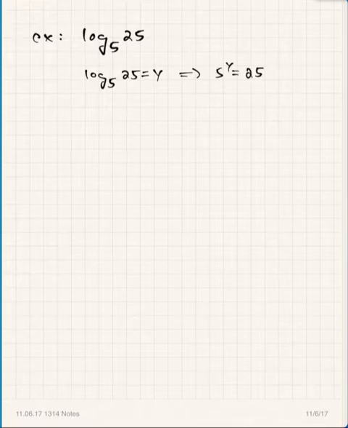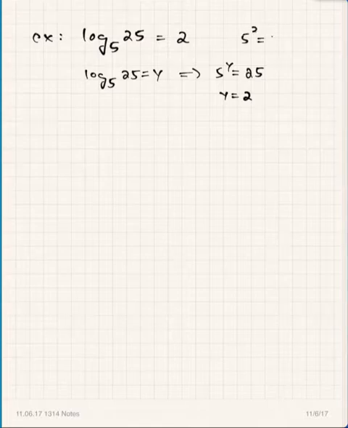And that's actually something we can solve, because we're looking for the power you raise 5 to get 25. What does y have to be? It's got to be 2. And so in this case, logarithm base 5 of 25 is equal to 2. The corresponding exponential form is 5 to the second equals 25.